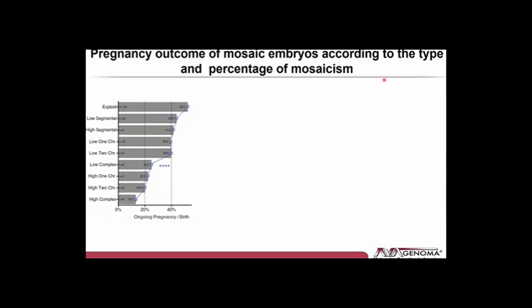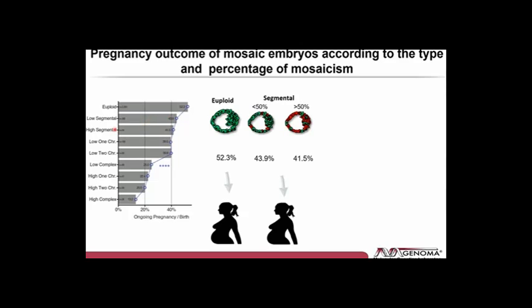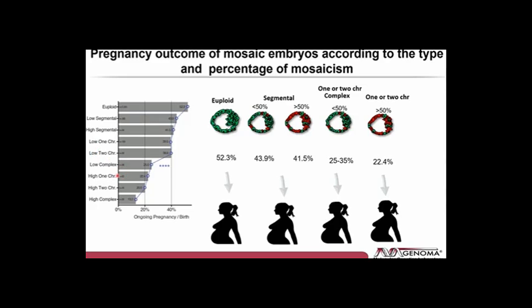Finally, we combined the type and percentage of mosaicism. We used euploid as a reference, and we found again that these subgroups showed a significantly reduced ongoing pregnancy rate compared to euploid. In particular, segmental with low and high level mosaicism did not show any difference. No difference also for one chromosome and two chromosomes with low level, and no difference between one chromosome and two chromosomes with high level of mosaicism. Some difference was seen in the complex groups with the low and high level.